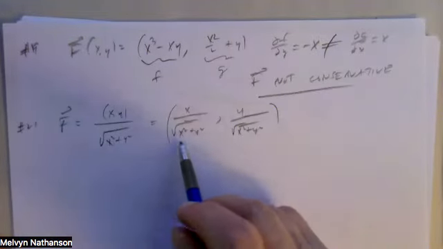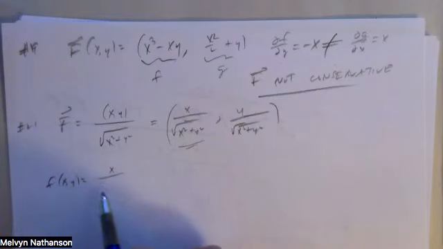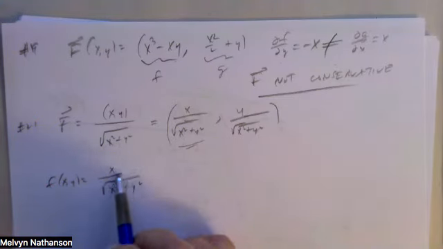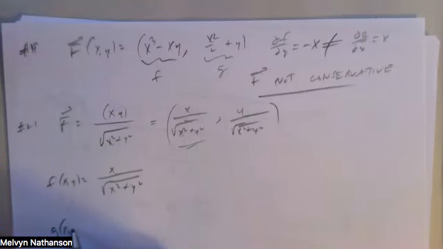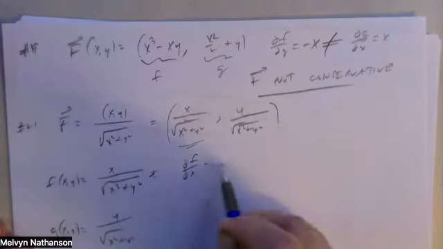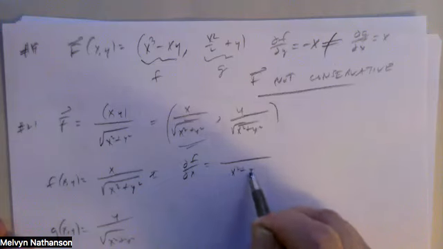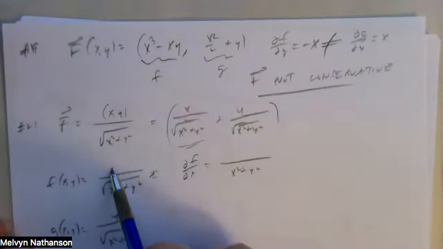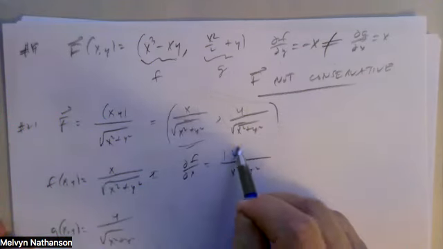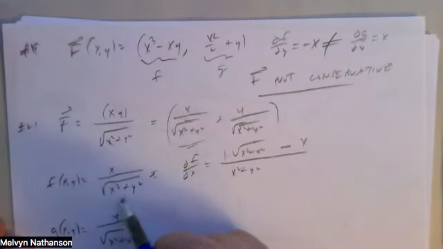So for this vector field, the first coordinate, little f of x, y, is x over the square root of x squared plus y squared. And the second coordinate is y over the square root of x squared plus y squared. Let's see. If this is f, what is the partial of f with respect to x? By the quotient rule, it's the denominator squared, which is x squared plus y squared. It's the derivative of the numerator, which is 1, times the denominator, minus the numerator times the derivative of the denominator.